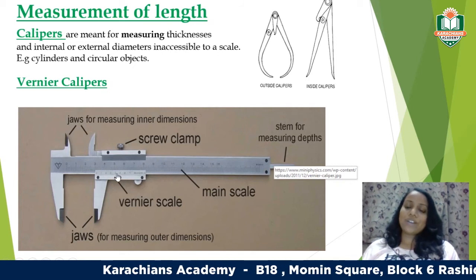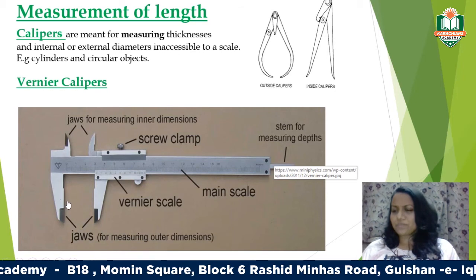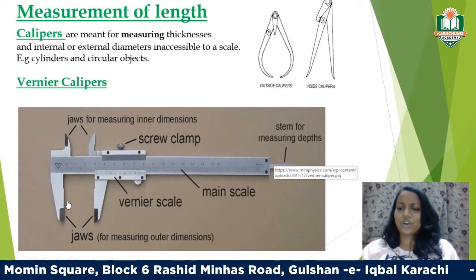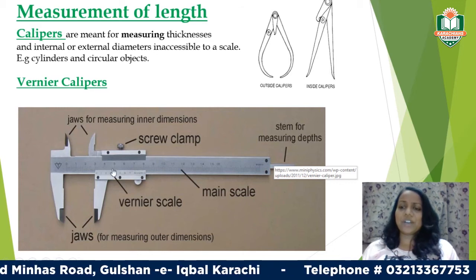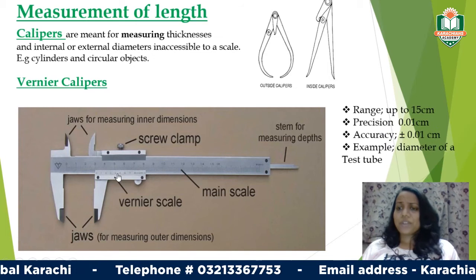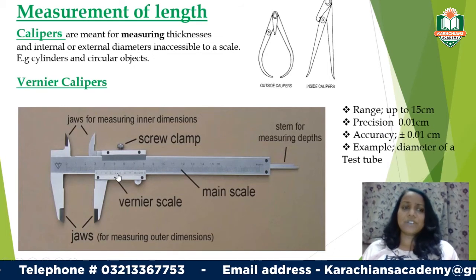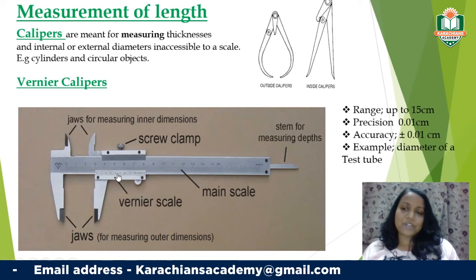So when an object is kept in between the jaws, when it's closed, then you measure your length. You take your main scale reading and your vernier scale reading and you add it. Okay, the range for a vernier caliper is around 15 centimeters, but this can slightly vary.